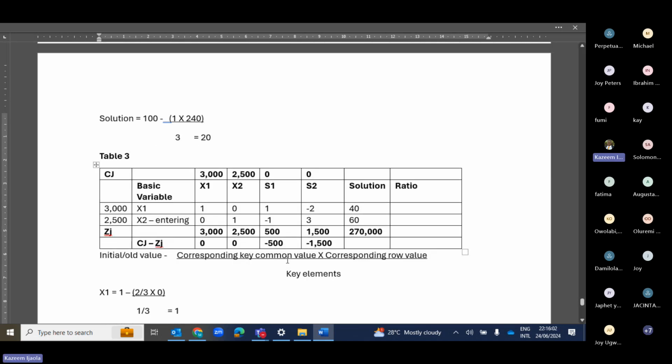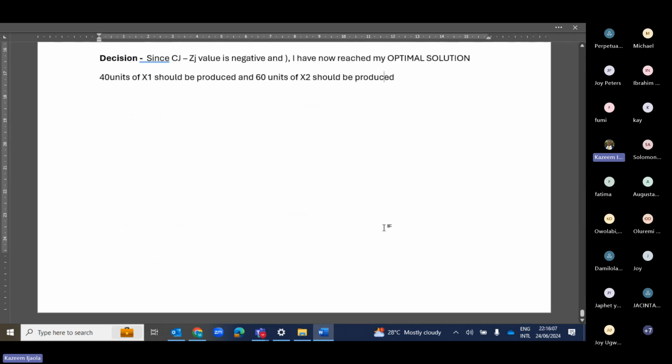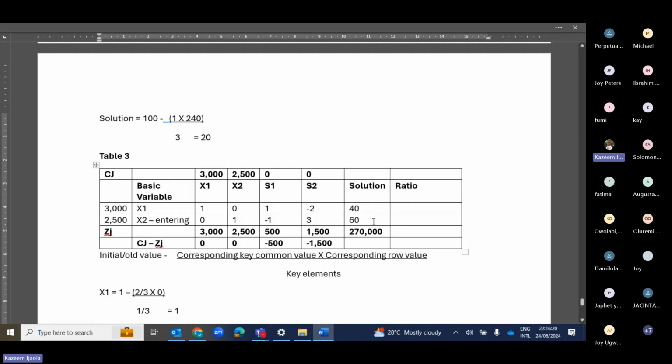So if they produce this now, they will have a maximum contribution, maximum profit of 270,000. You say it should be produced to arrive at a maximum profit of 270,000. So that's your decision for this. So we are done with this simplex, which is the most important thing.